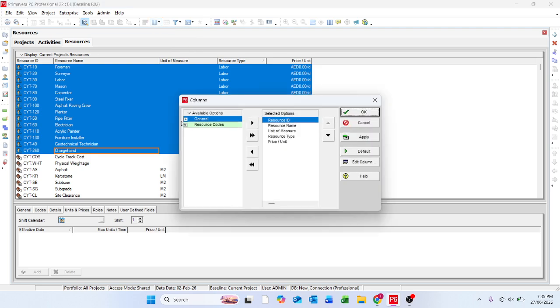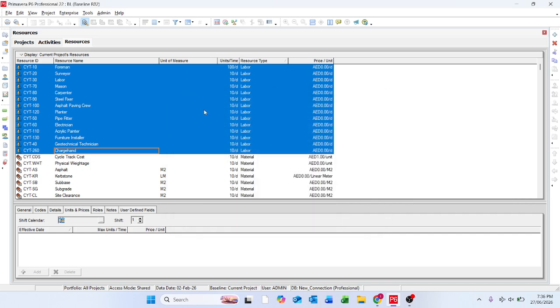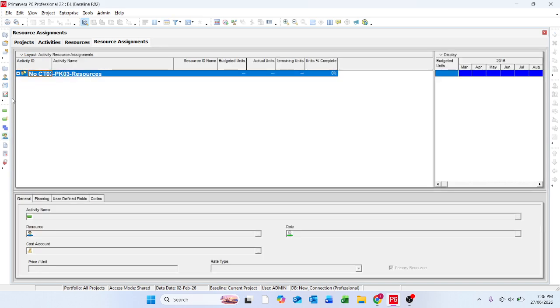Also, I will add one more column for the hours, maximum units per time. Yes. So here you can see these labor resources are working for 10 hours per day. Price per unit is kept as 0, and these resources, the units are loaded in the resource assignments, are loaded in the program.